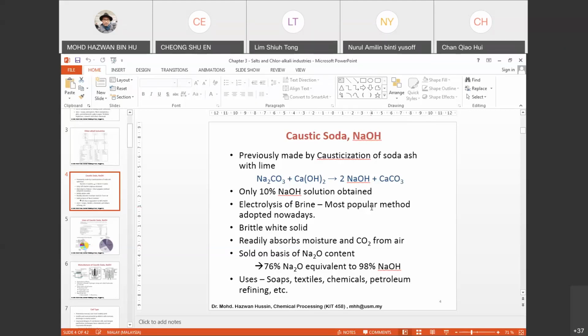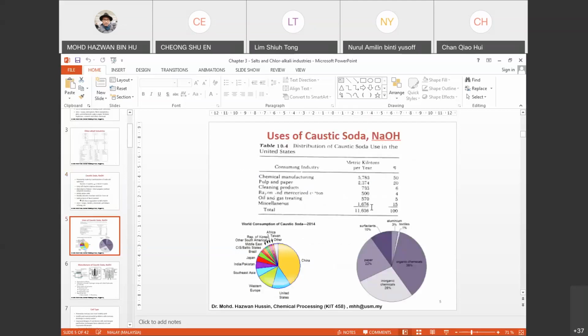It's sold on the basis of sodium oxide content, where 76% sodium oxide equivalent will produce around 98% sodium hydroxide. And of course, it is used for soap, textiles, chemicals, and petroleum refinery. The uses of caustic soda might vary: mostly chemical manufacturing at around 50%, pulp and paper 20%, cleaning 6%, and others.